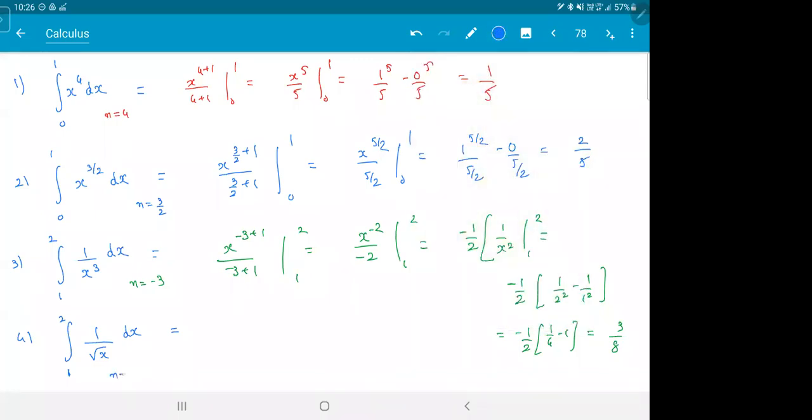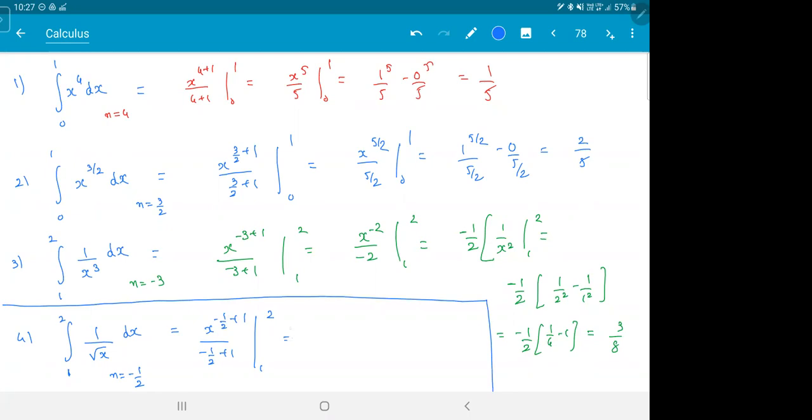This guy here, n is minus half. So x power minus half plus 1 by minus half plus 1, limits 1 to 2. This would be root x by half. So 2 comes up, put 2 there and put 1 there. 2 into root 2 minus 1.